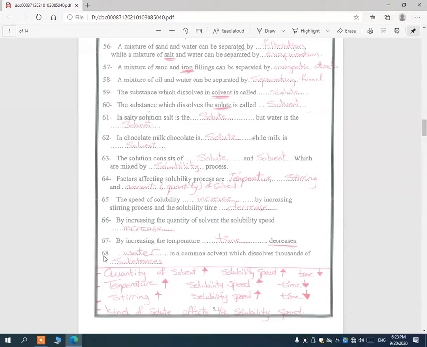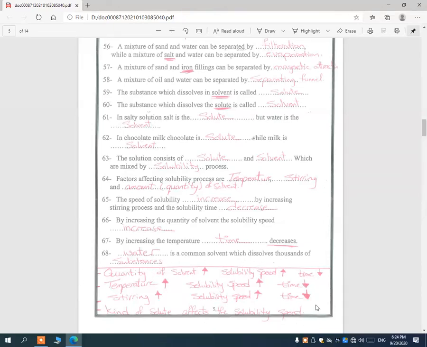68, and the last one in the complete. Dots is a common solvent which dissolves thousands of dots. Water is a common solvent which dissolves thousands of substances in it. What is the common solvent? When you see the common solvent, it's water, of course. Water is a common solvent which dissolves thousands of substances in it.